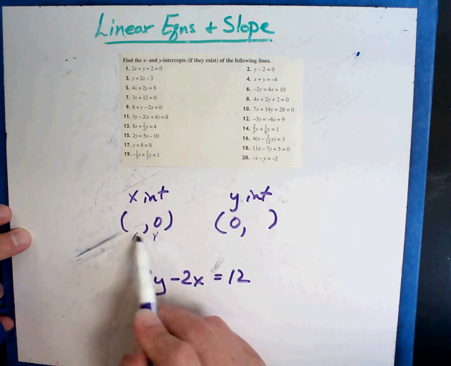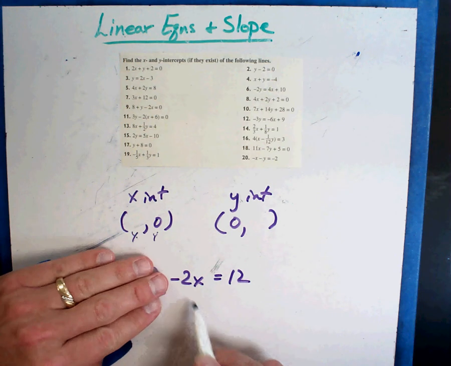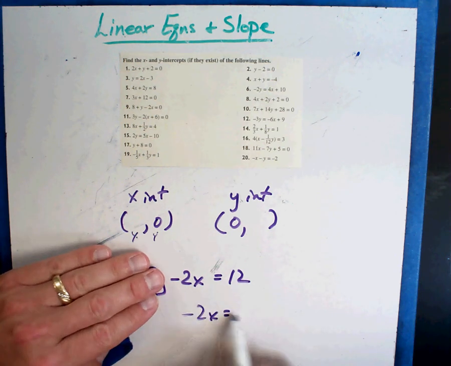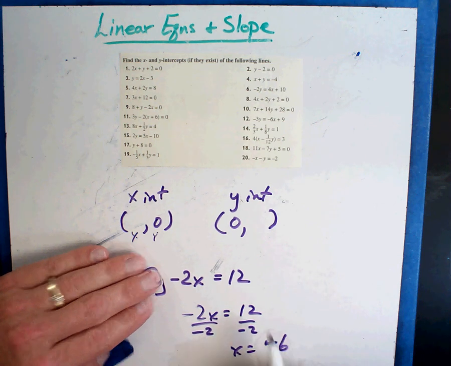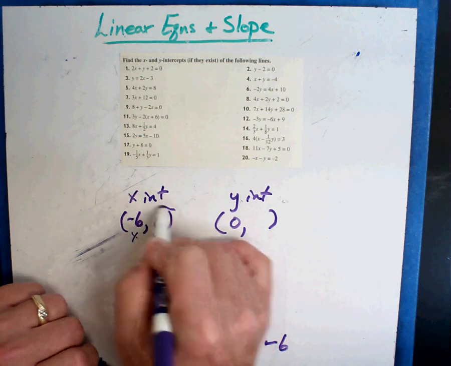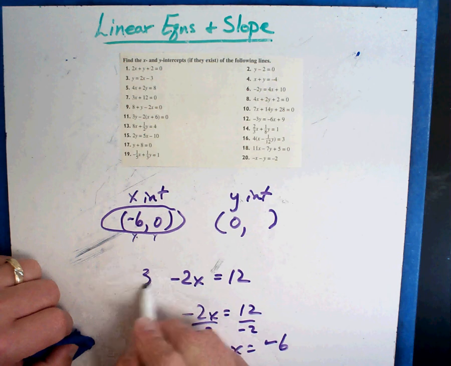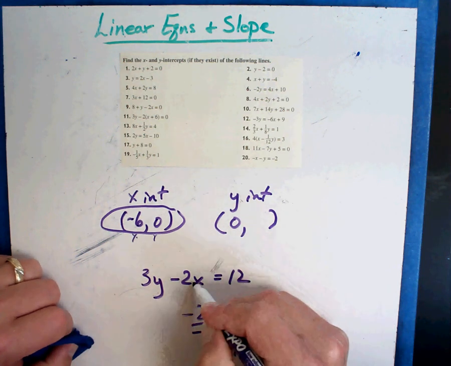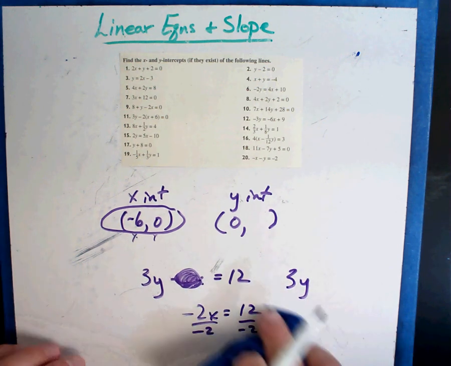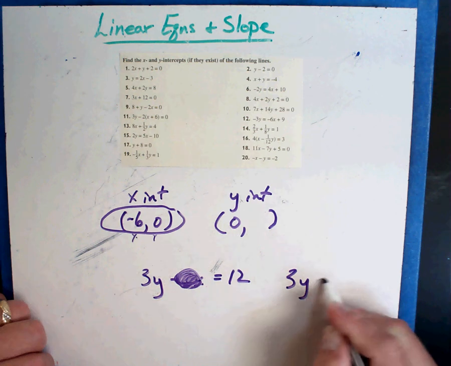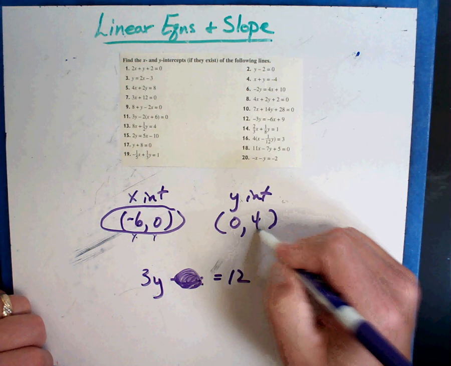I'm going to put y as 0, so 3 times 0 is 0, so that goes away. So negative 2x equals 12, divided by negative 2. x is minus 6. So this answer is minus 6. There's my answer right there. To do the other one, put that back real quick. 3y. If x is 0, then 2 times 0, all of that goes away. So all that's left is 3y equals 12, divided by 3. y equals 4. There's my y-intercept.